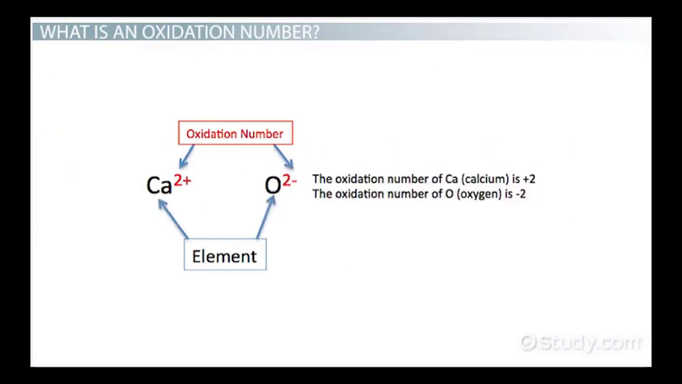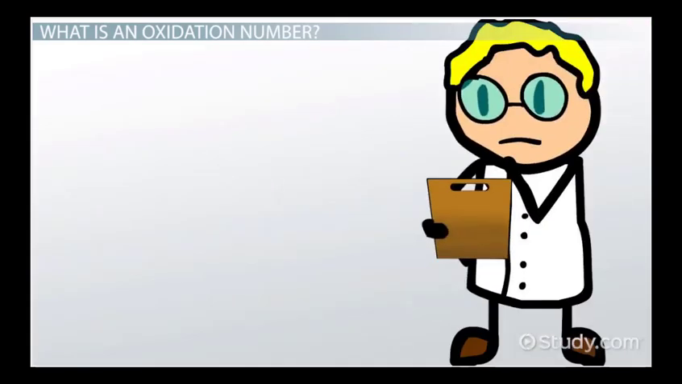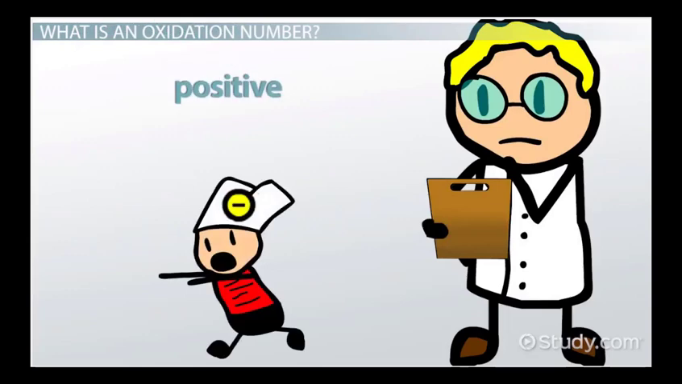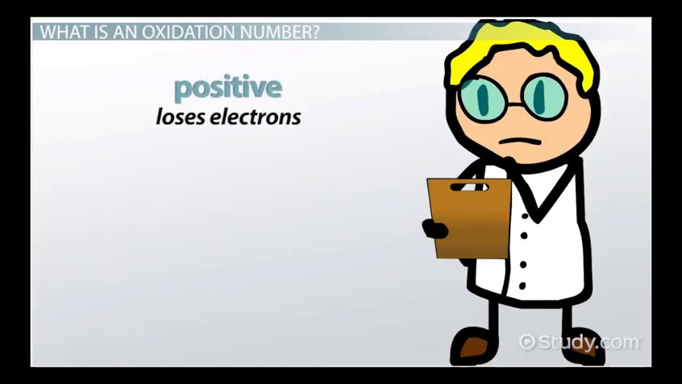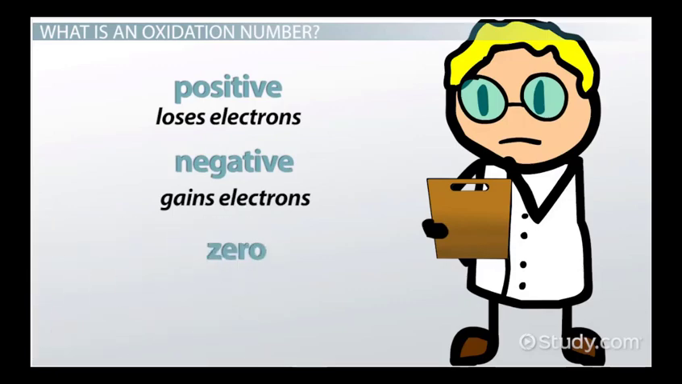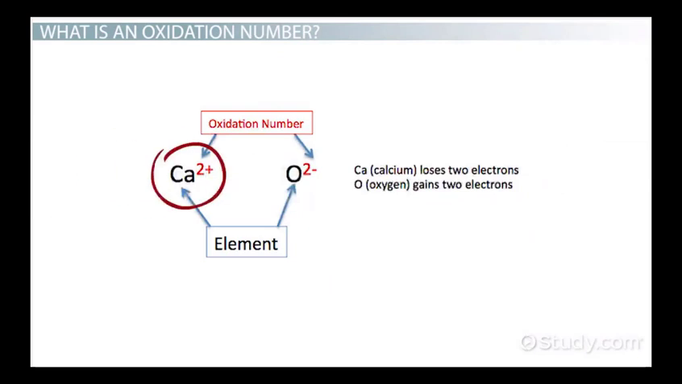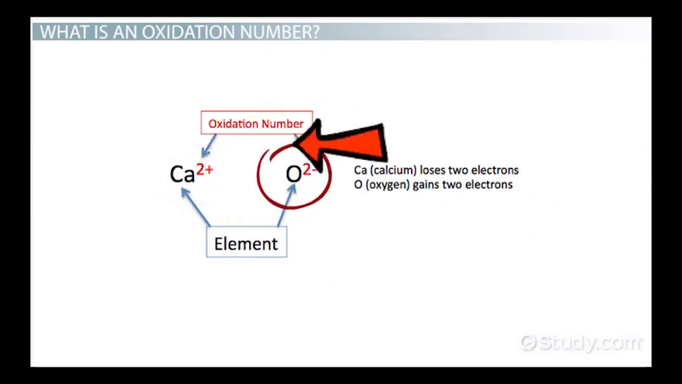Here, the oxidation number of calcium is +2 and the oxidation number of oxygen is -2. If the oxidation number is positive, then this means that the atom loses electrons. And if it is negative, it means the atom gains electrons. If it is 0, then the atom neither gains nor loses electrons. Calcium has a +2 charge, which means it lost 2 electrons. Oxygen has a -2 charge, which means it gained 2 electrons.